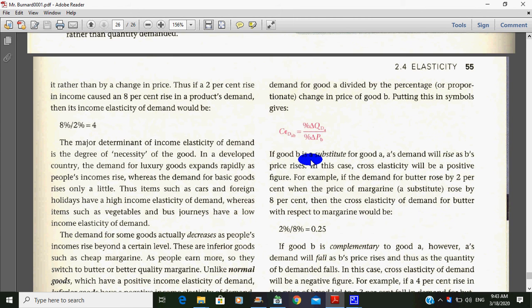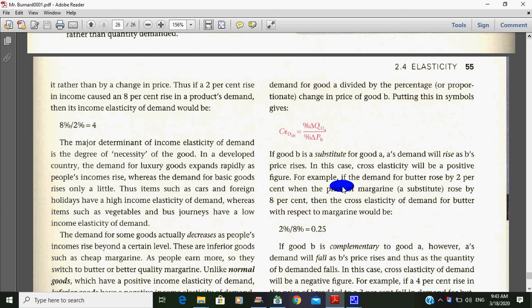If good B is a substitute for good A, A's demand will rise as B's price what? Rises. Again, if good B is a substitute for good A, which is the original one, A's demand will rise as B's price rises. What that means is that B is a substitute, right? So if B's price rises, people buy less of B and want to buy more of what? A. Good. In this case, the cross elasticity will be a positive figure.